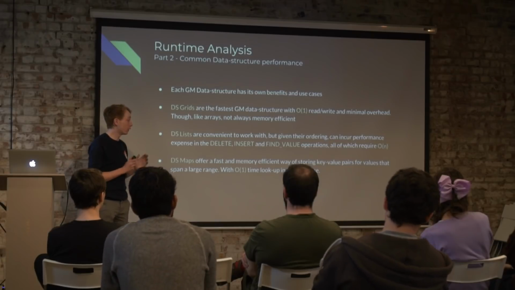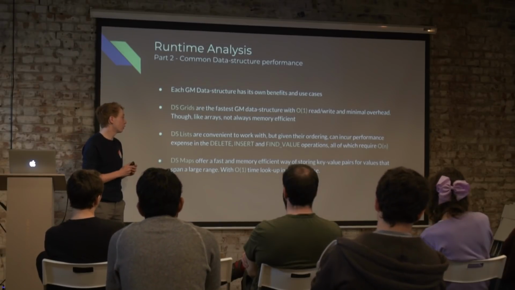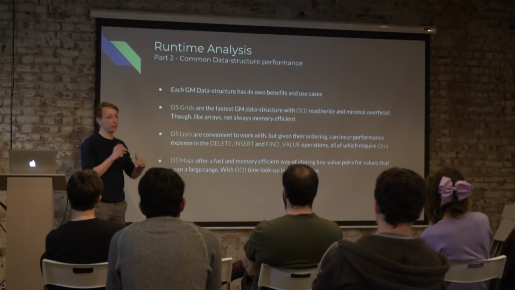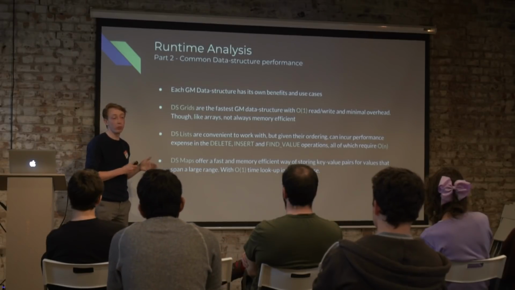Maps are quite quick as well, and they're really memory efficient. So the problem with a grid or an array is, if you need to be able to key on 1 million different elements, that's going to take up a huge amount of memory. But you might not even be using all those.